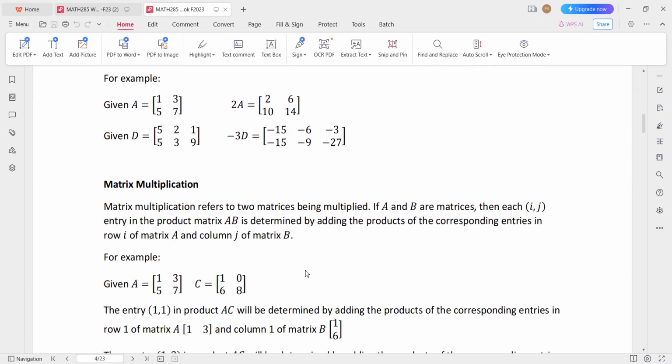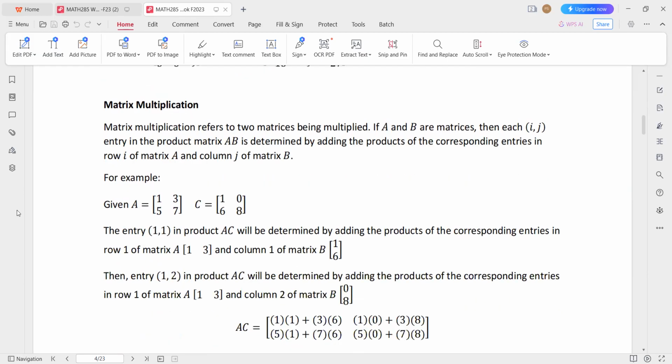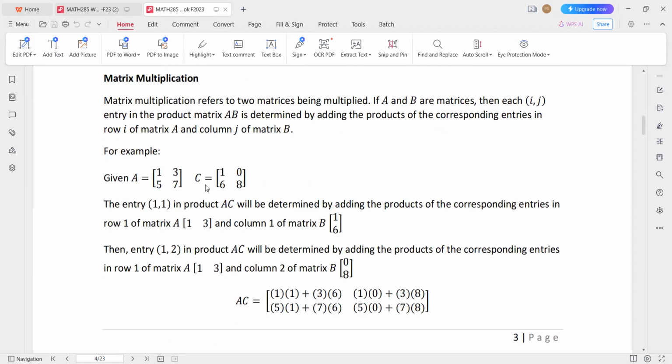So let's do matrix multiplication, right? So for example, you have 1357 and 1068. So what you're basically gonna do is to make 1 and 3 vertical, right? So you basically have 1 times 1 plus 3 times 6. Because if you make it vertical, you are trying to change this horizontal to vertical. So you have 1 times 1 plus 3 times 6, which is what you have here.